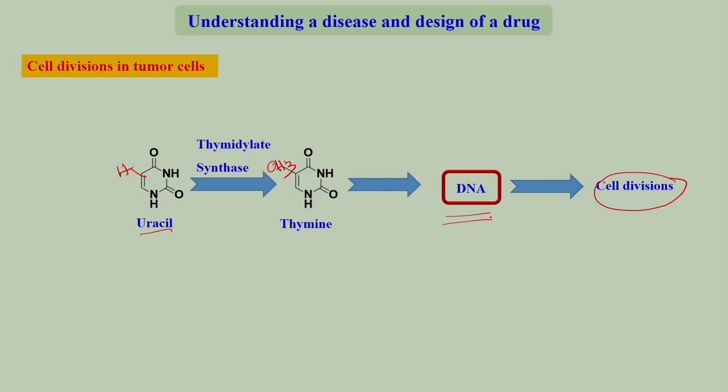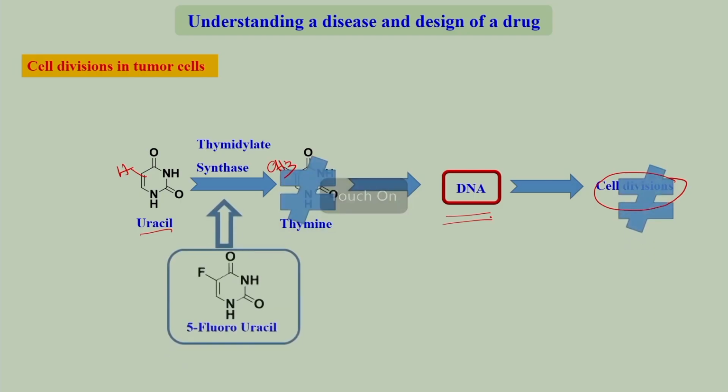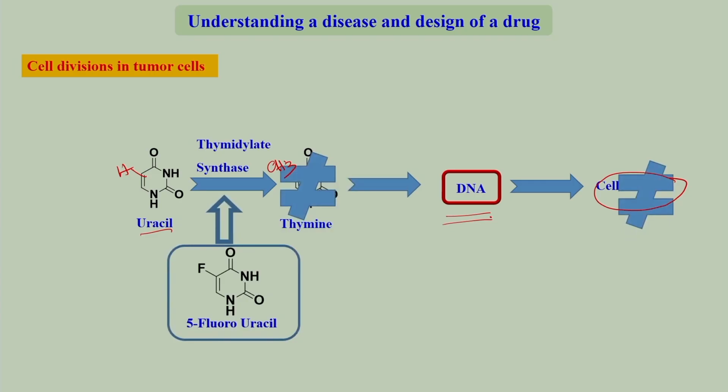And here comes the chemistry. Thymidylate synthase requires a substrate which is uracil. It is very specific, it can take only uracil. Now, this molecule here, 5-fluorouracil, has a fluorine atom here, where there was a hydrogen atom in the uracil.